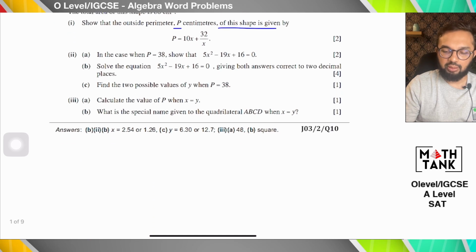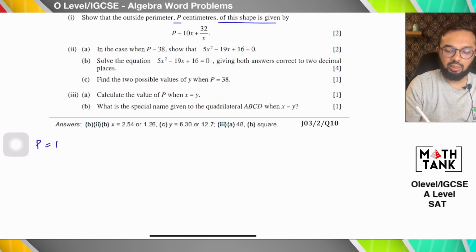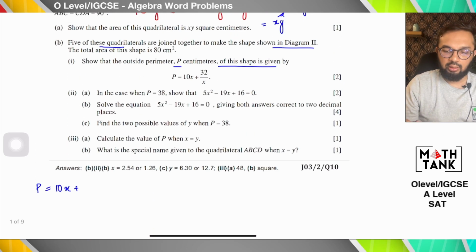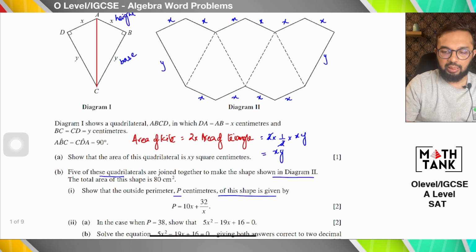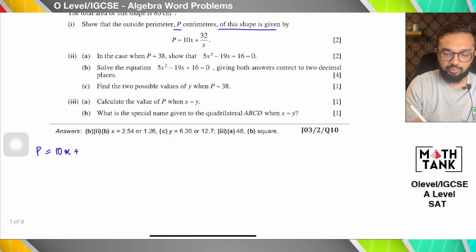So I know that my perimeter will have 10x, and then it's also going to have two y's only. Why? Because I'm just talking about the outer boundary. I will ignore these lines because perimeter does not mean internal boundary. It means only the outer boundary. So I'm going to say that it's 2y. But you see the perimeter here doesn't have y.